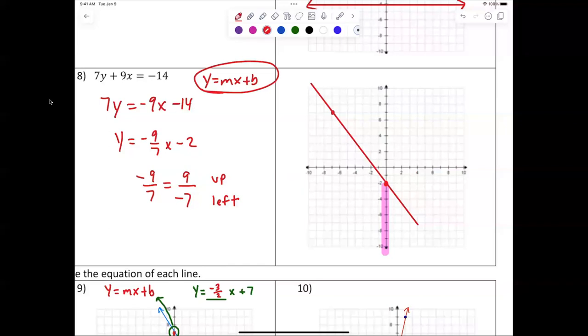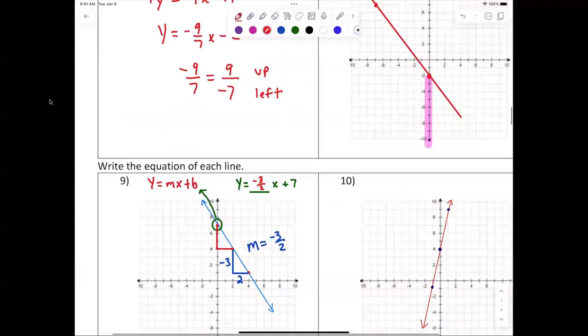What, Maggie? Why do you go left and not right? Because I went up. Okay, up and to the left, or down and to the right. Those are the same thing. It's just if you go down, you won't be on the graph.